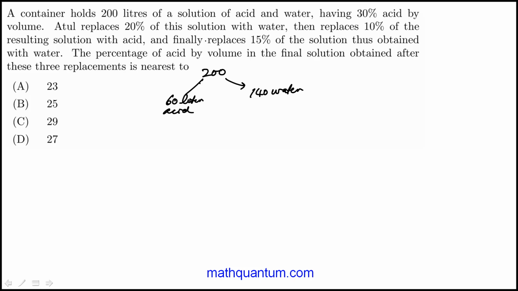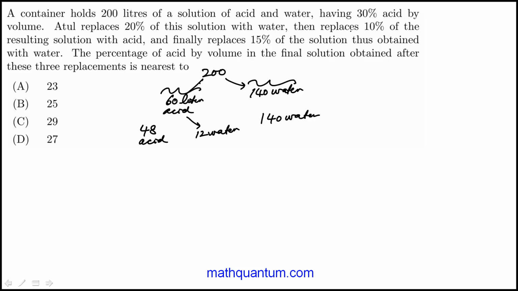So Atul replaces 20% of the solution with water. So we'll replace each one of these with water. Of course, the water will remain the same if you replace 20% of that portion. So water would still remain the same. Here, we will have 80% of this remain as acid, so acid would be 48, and 12 would be water. So I'm just doing it right here, replacing the pieces individually.